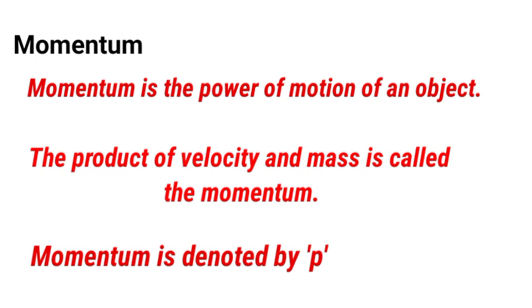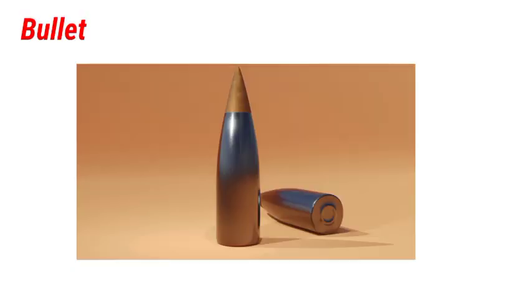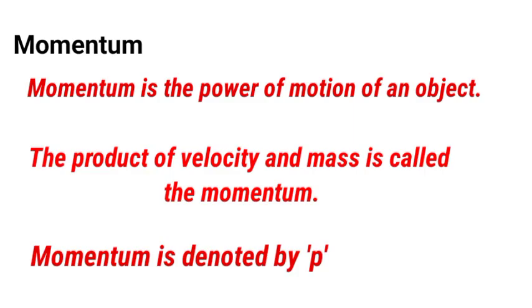Momentum is the power of motion of an object. Let's understand this with an example. A small bullet is fired from a gun, damages the wall only due to its high speed. So a small bullet damages the wall because of its high speed, the power of motion of the bullet. So momentum is the power of motion of an object.